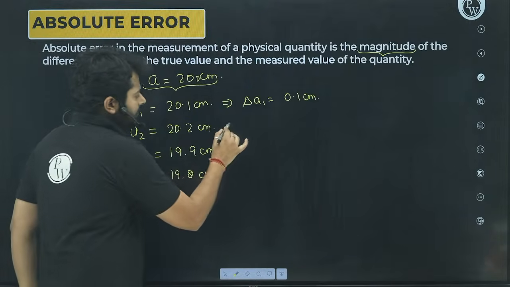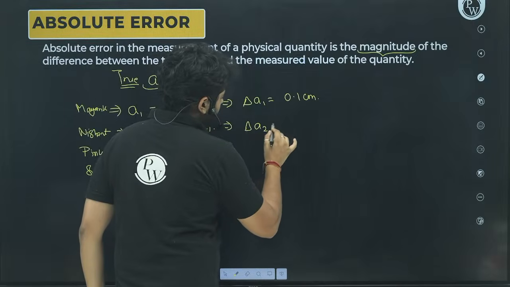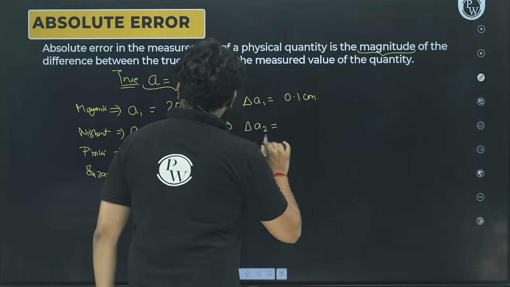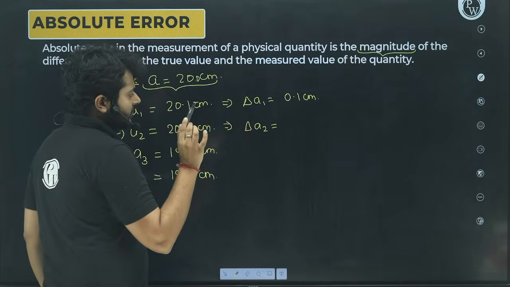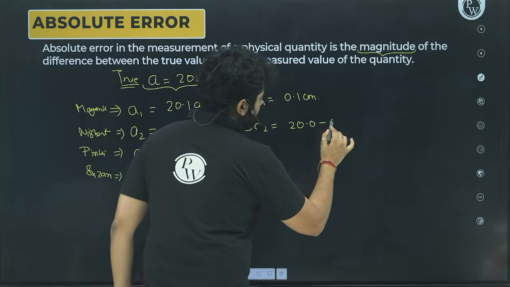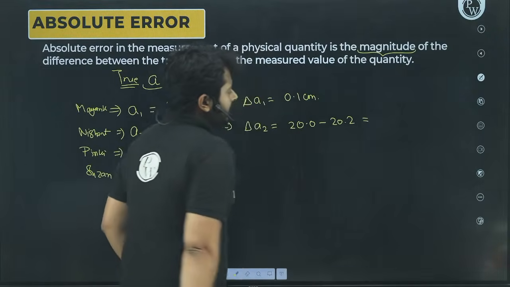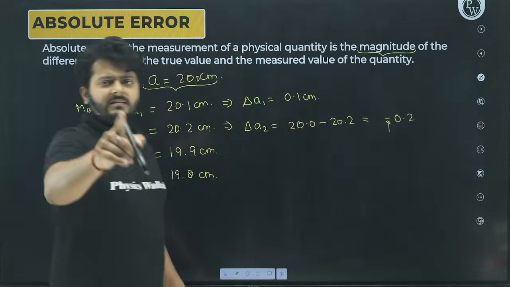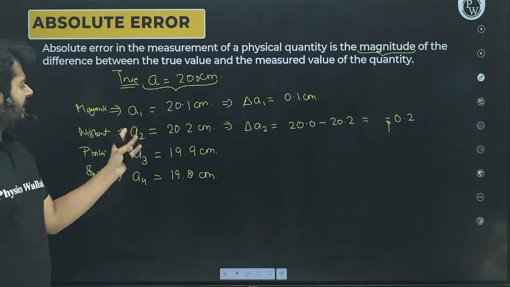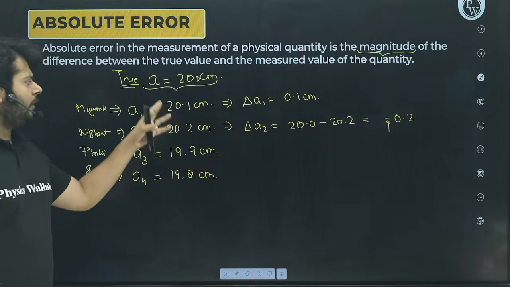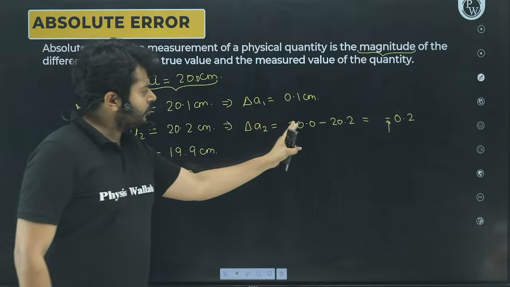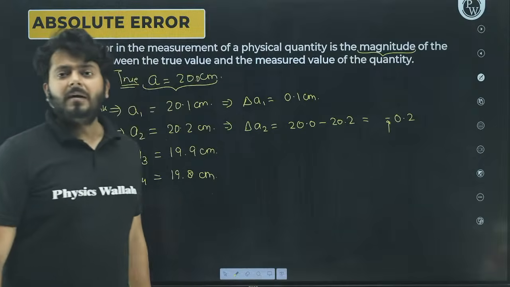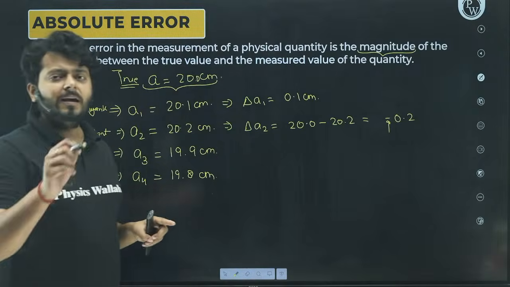In the second measurement, it is 20.2 and 20. True value minus measured value, so 20 minus 20.2, the value comes up to minus 0.2. But should we take this minus? Answer in the chat box. If absolute error is the difference of true value and the measured value, 20 is the true value, 20.2 is the measured value, and the difference comes out to be minus 0.2. Should I take this minus or drop it?